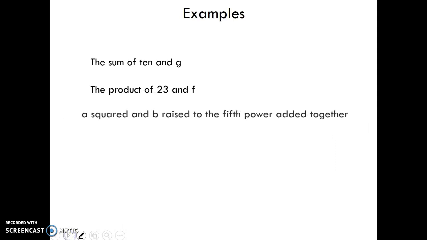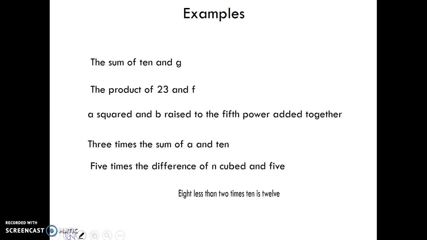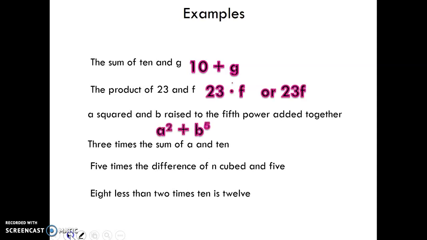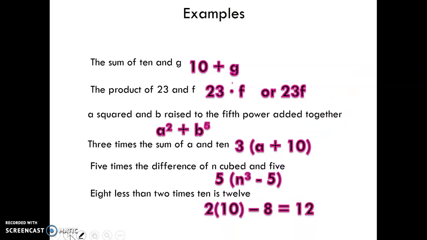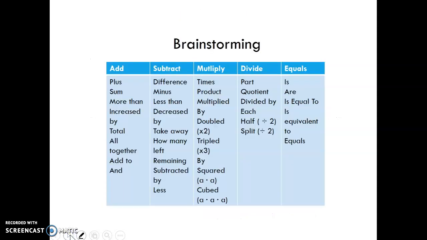All right. I want you to go ahead and check your work. If you did not get it correct, I want you to correct it and make a little note so that you can ask me about this in class if you have any questions. And that last one, remember, has the word than. So notice that the 8 came after the 2 times 10. You switched it around.